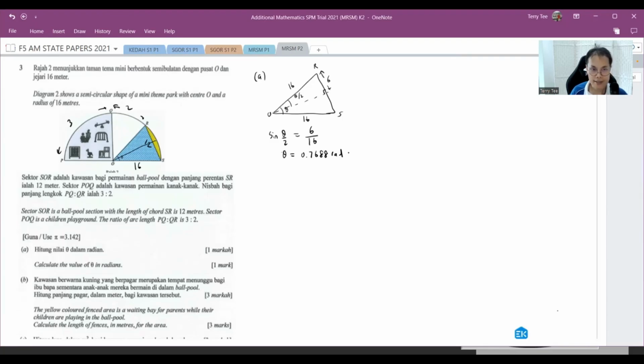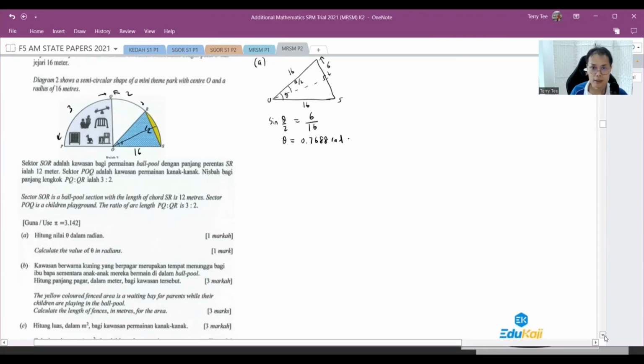the length of the fence. Can you read the whole thing first? The question says that the yellow color fence area is a waiting bay for parents while their children play in the ball pool. Calculate the length of the fence of the area. So this is the waiting area, and the waiting area is basically this segment. So we are supposed to find the perimeter of the segment.